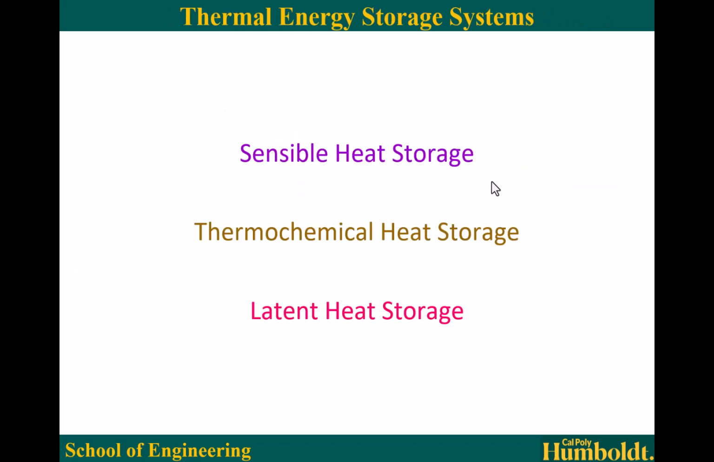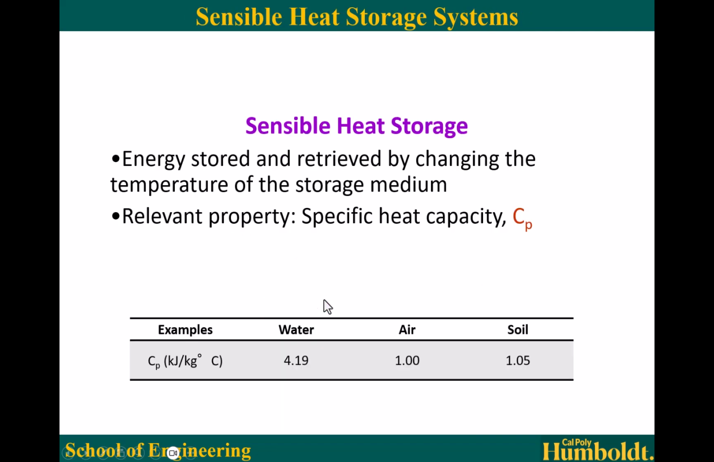Now, there are three types of thermal energy storage systems commonly: sensible, thermochemical, and latent. We're going to go over all of these, and we are going to focus on latent heat storage in this lab. Sensible heat storage, effectively, we store and retrieve energy from our specific heat capacity. So water is the material with the highest specific heat capacity. So it takes a lot of energy to change water 1 degree Kelvin or Celsius equivalently.